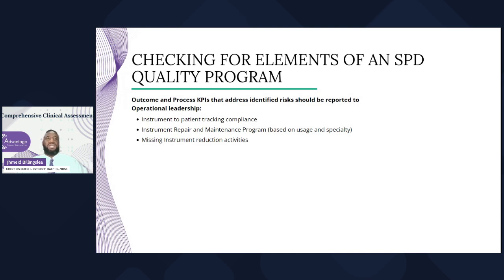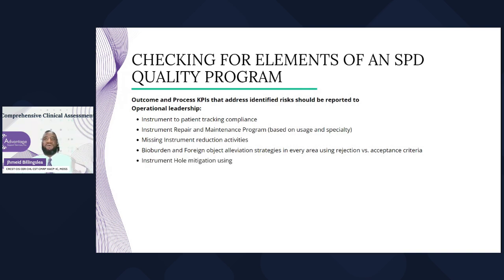Missing instrument reduction activities. Missing instruments is the number one error, not bioburden, the number one error. And what are we doing to reduce that, right? And is it documented? Bioburden and foreign object alleviation strategies in every area. We talked about that earlier, using rejection versus acceptance criteria. Instrument hole mitigations. It's not one department's fault or the other one, but are we doing everything that we can to reduce those holes?